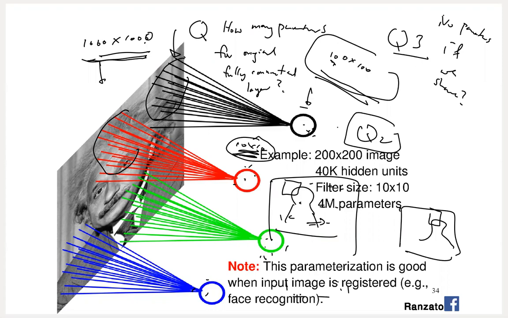So now if I share, okay, this is actually a very silly question. I just want to see if you guys are following. So if I share the same parameters here, how many parameters do I have for this layer here?